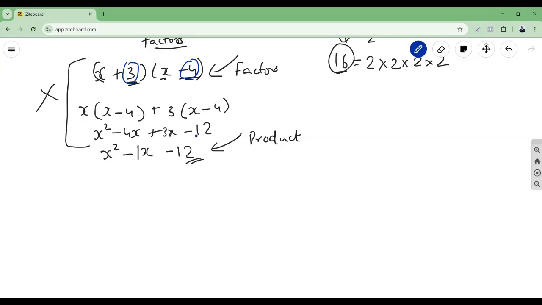Always it will be like that, because this is a constant, this is a constant, final, this is also constant. So you would have got like that. So this minus 12 is the product.